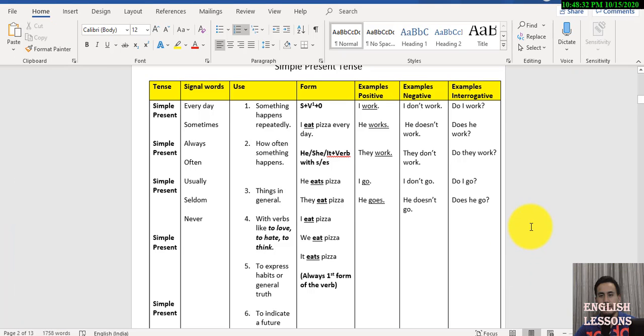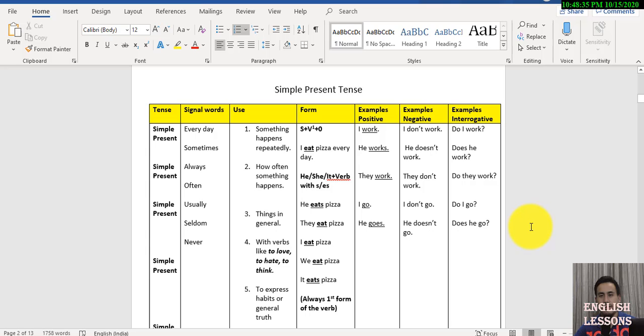Okay, since I have made the table, I am going to use this table. We'll forfeit PowerPoint for now. Let's look at simple present tense. In simple present tense, let's look at the first one: signal words. Every day, sometimes. What are the signal words for simple present tense? We have every day, sometimes. The use: something happens repeatedly. The form of simple present tense.